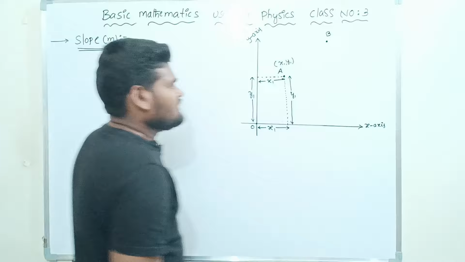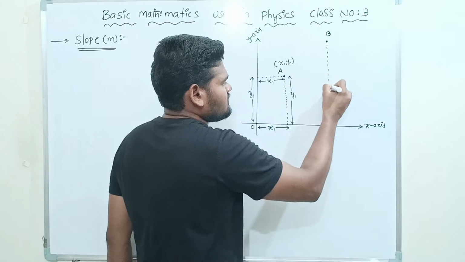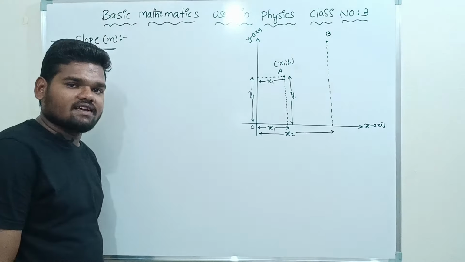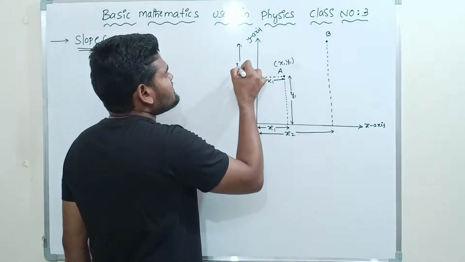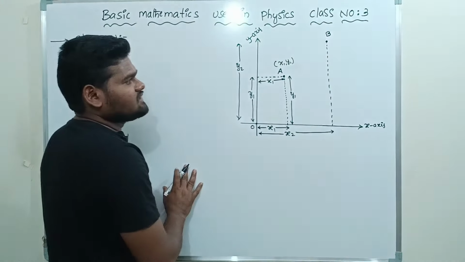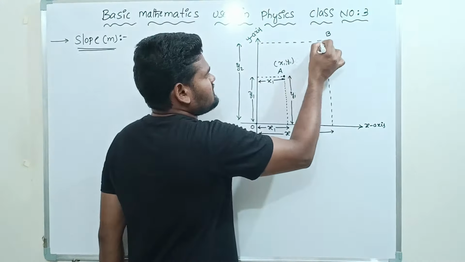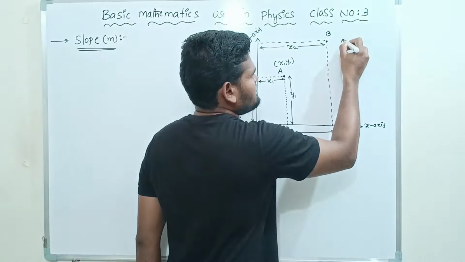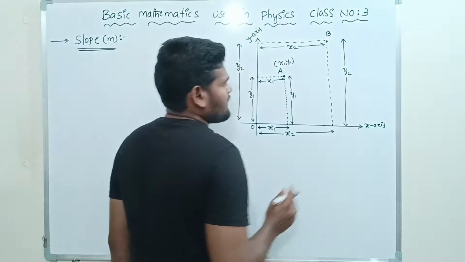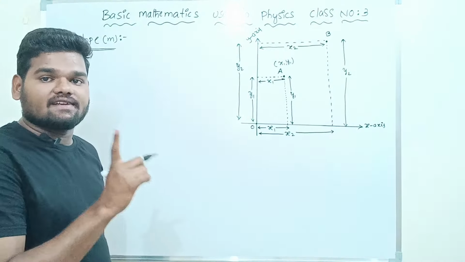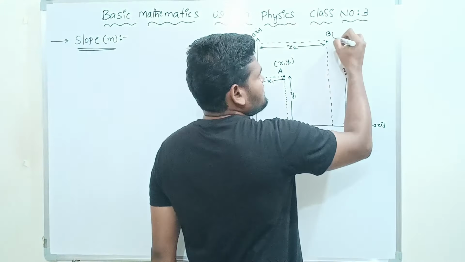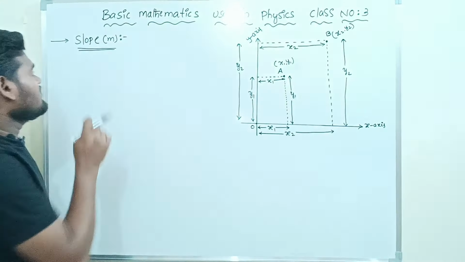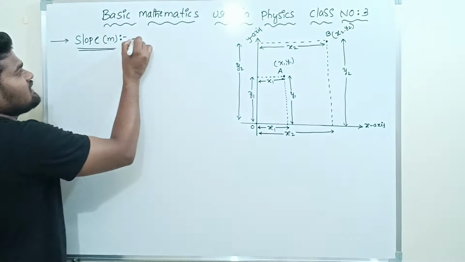Is it clear? Next, this point B is at a distance x2 from the origin on the x-axis and a distance y2 from the origin on the y-axis. So along x direction, the distance is x2, and along y direction, the distance is y2. Now what are the coordinates, or what is the position, of the point B? X2 comma y2.